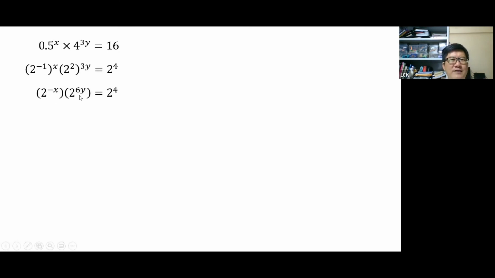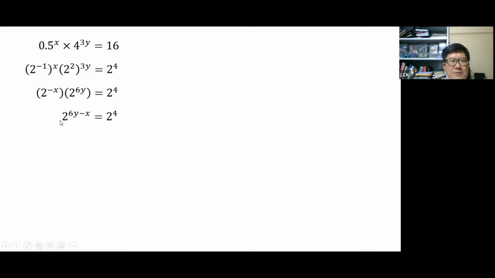2 times 3y is 6y. 2 to the power of 4, just retain it. Now, this is multiplication. This is 2 to the power of minus x times 2 to the power of 6y. Because it's multiplication, you add the indices up: 6y minus x.